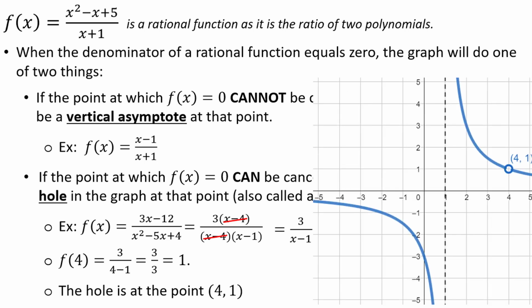Here is a picture of the graph. We have a vertical asymptote at x equals 1, as that is a value that makes the denominator 0 that can't be cancelled by factoring. You can also see the hole at (4, 1), since x equals 4 would make the denominator 0 in the original function, but was able to be cancelled, which is why we have a hole.